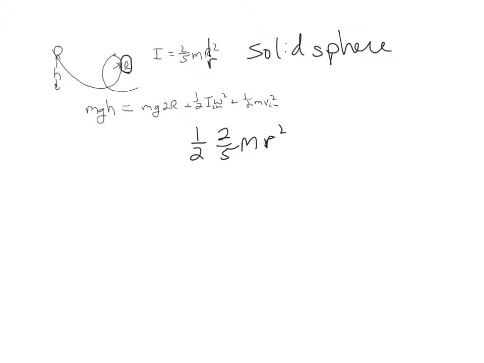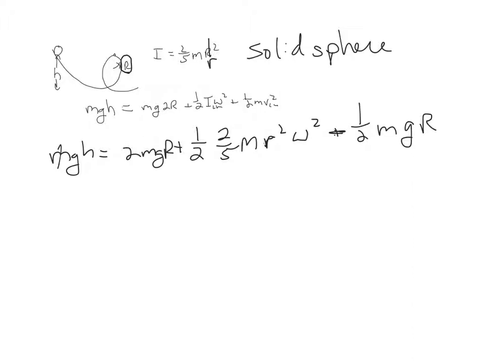So let's differentiate that. And then that is omega squared. And the next substitution is square root of gR, where R is the radius of the loop. And we still have our potential there. What cancels now? M's. Okay. We have to get rid of the omega.